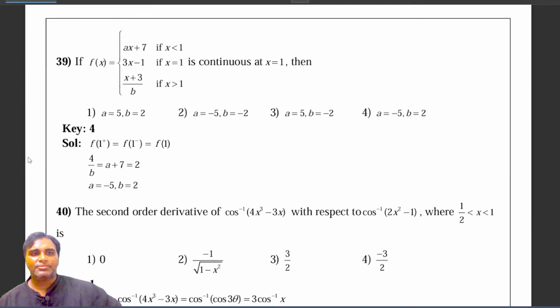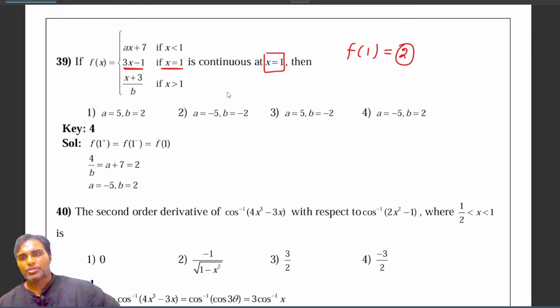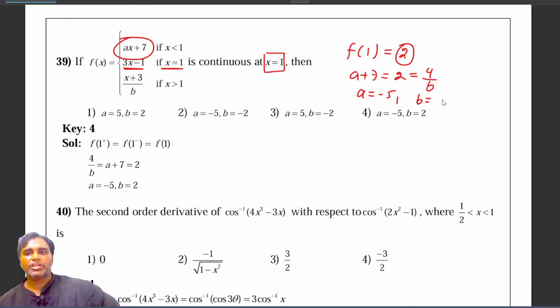39, let's see. Function is continuous at x equals 1. So at x equals 1, this is the value of function. So f1 is how much? F1 is 3 minus 1, that is 2. Now this is my LHL, left hand limit. If I put the value here, a plus 7 equals 2, which equals RHL. If I put 1 here, we will get 4 by b. Clear? So from here a is minus 5 and b is coming as 2. So option 4.